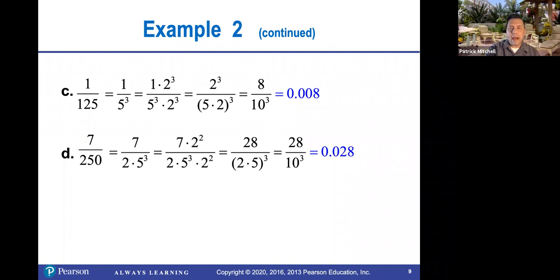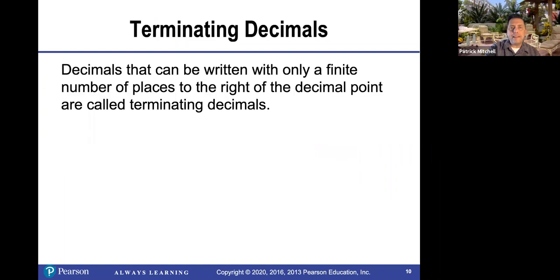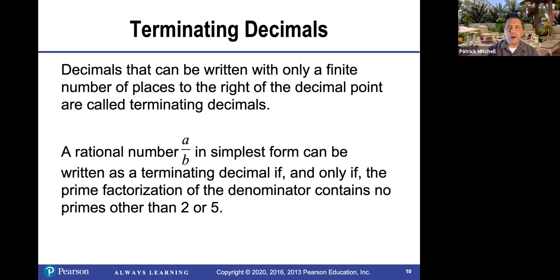So what we get out of those 4 examples is that these decimals will terminate. Well, let's back up for just a second. Decimals that can be written with only a finite number of places to the right of the decimal point are called terminating decimals. And now what we saw in those previous examples is that the denominator of the fraction needs to be written with powers of 2 and powers of 5.